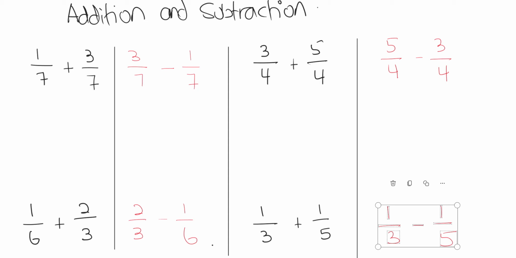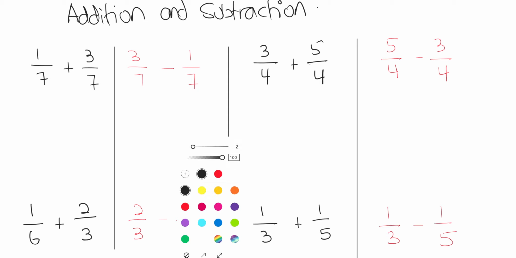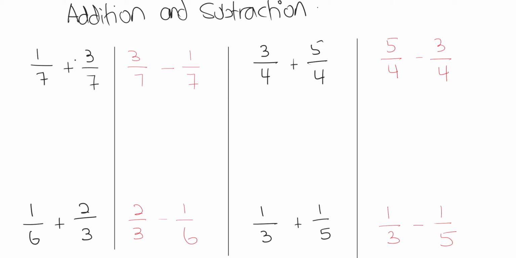Now, let's look at the first problem that we have, which is 1 over 7 plus 3 over 7. Now, the denominators here are common, right? Which means you do not have to do any further work on the denominators. You copy the denominator, you add the numerators. So, 4 over 7, and that is your answer. Here, subtraction, common denominators. All you have to do is copy the denominator and subtract the numerators, and there you go. That's your answer.